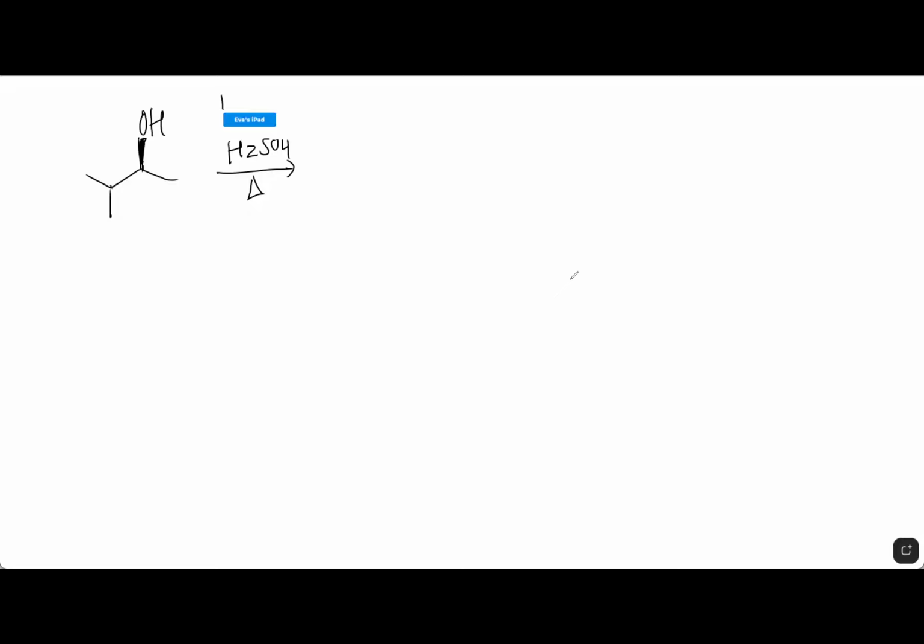Do you want me to draw it? The O attacks the H, and then it breaks apart and becomes a negative HSO4 minus. That's right. And what charge would this oxygen have here with three bonds? Positive charge, right.